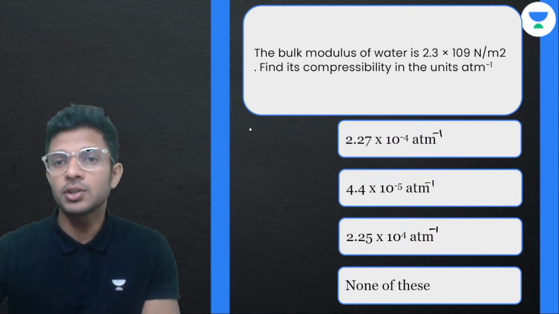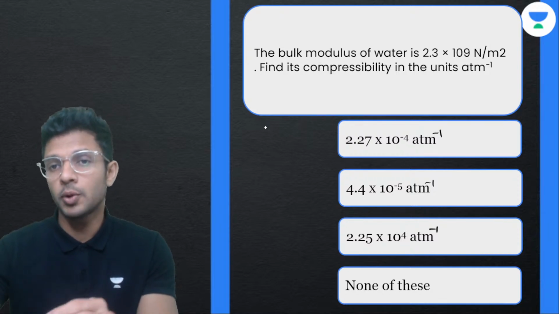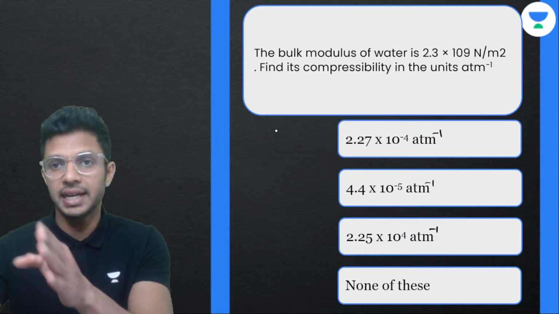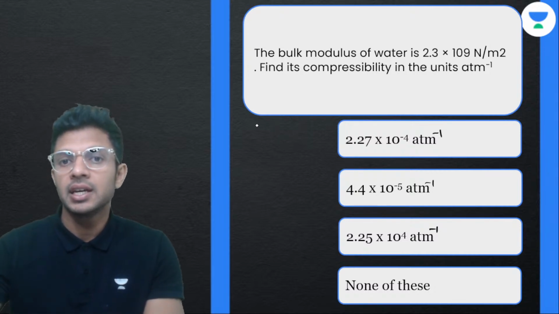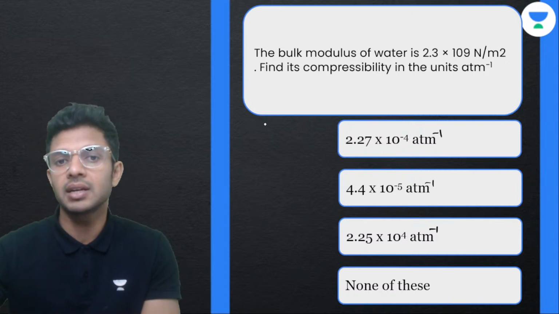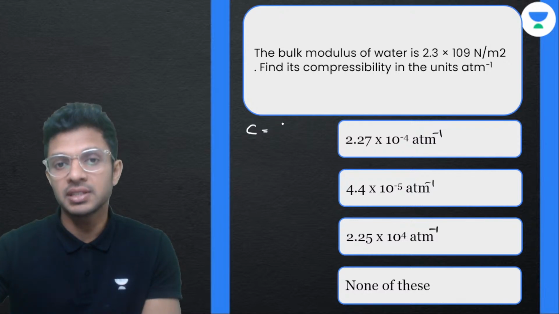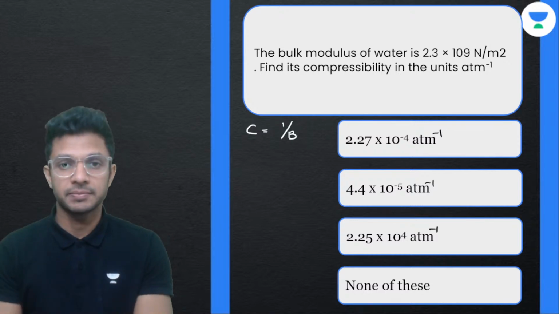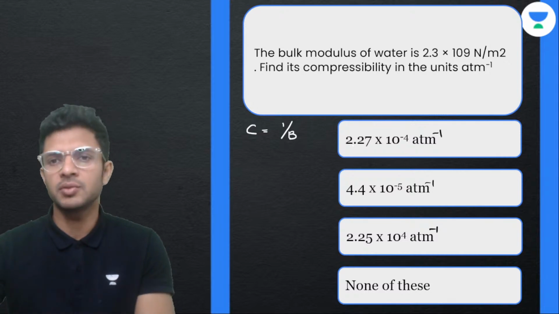Bulk modulus of water is given as 2.3 into 10 power 9. Question is, find its compressibility. What is the relationship between compressibility and bulk modulus? Compressibility is equal to 1 by bulk modulus. That's it. Now we just have to take the inverse of bulk modulus.